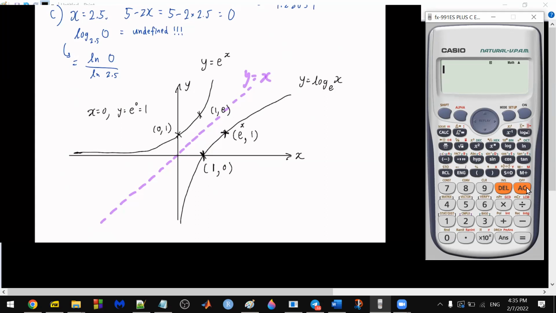It means when x equals e, you get y equals 1. If x is equal to e, y equals log of e base e. But what's log base e? It's just ln of e. Type it in a calculator: ln, open bracket, e, close bracket, equals. You get 1. Why is it always 1? What is log e base e? If you think about it in terms of the definition.